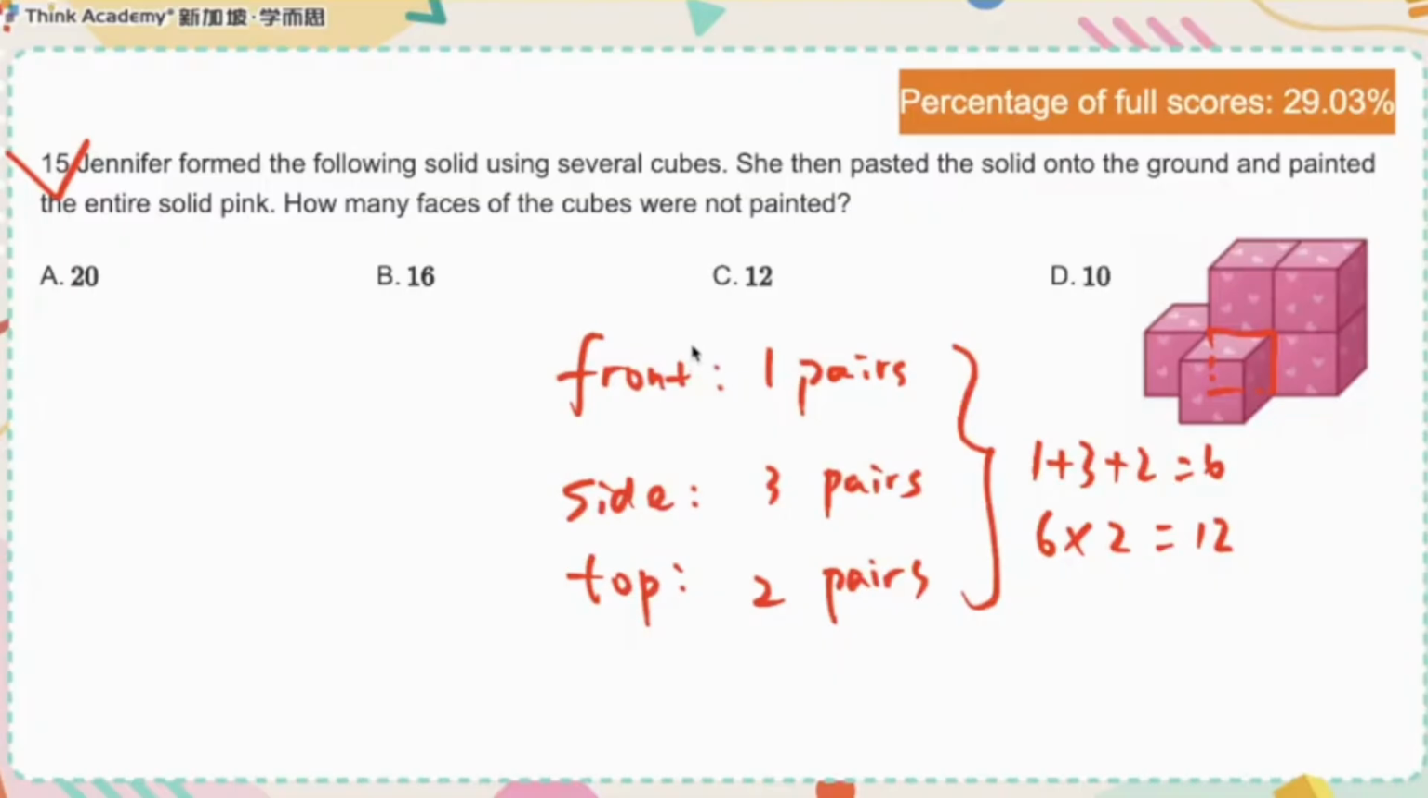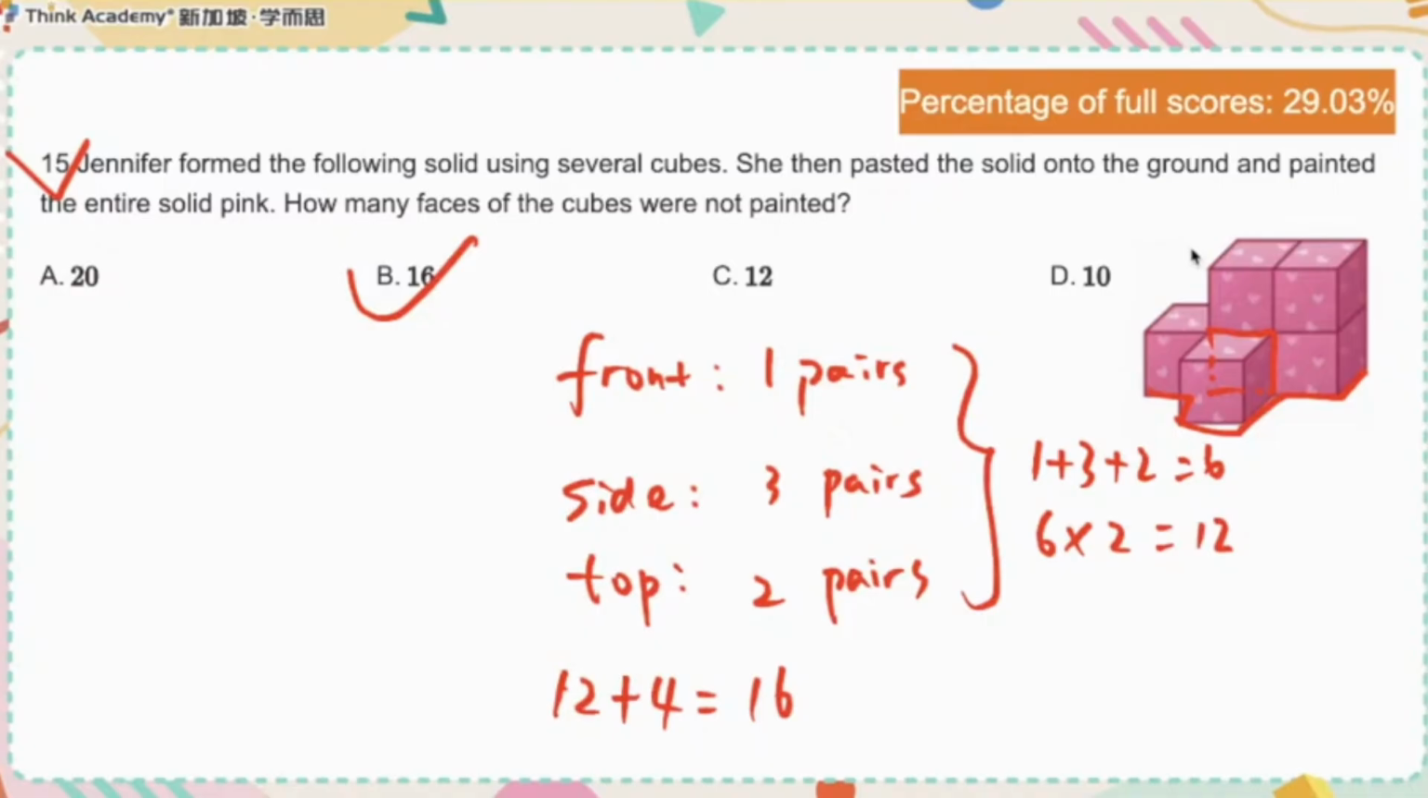Actually, no. Don't forget that the faces at the bottom are also not painted, right? So the 4 faces, 1, 2, 3, 4. The 4 faces at the bottom, they will also not be painted. So the 12 needs to plus 4. Then we will get 16. Okay, so the final answer is 16.